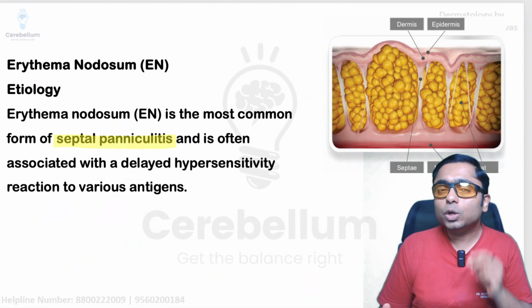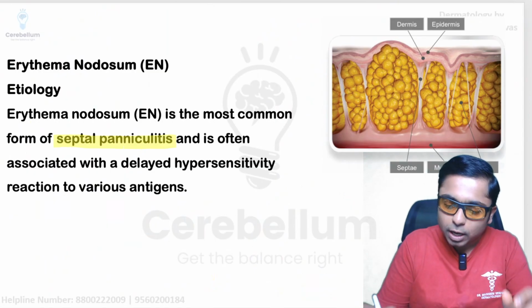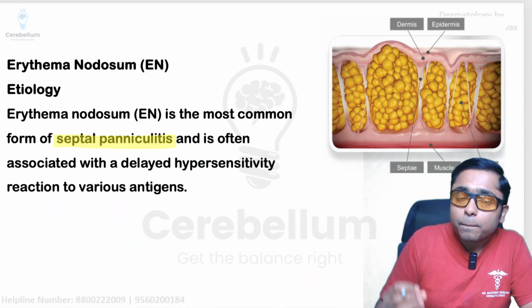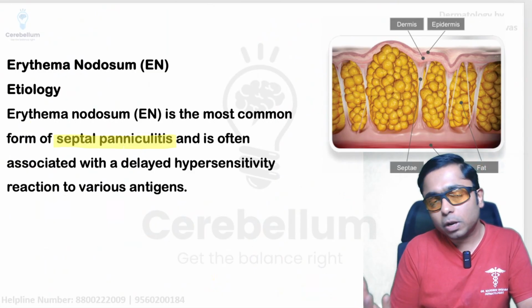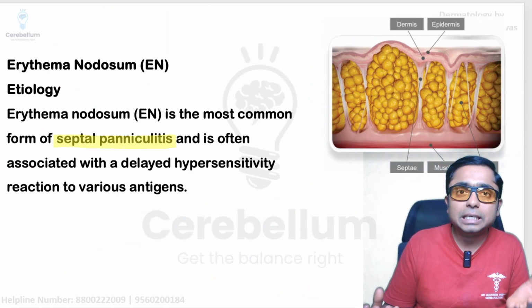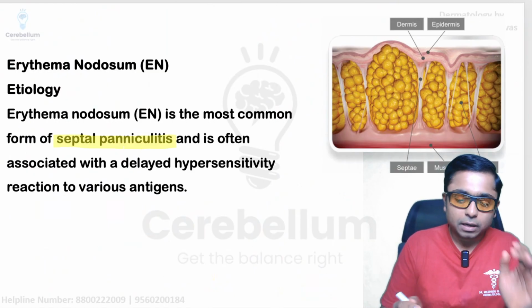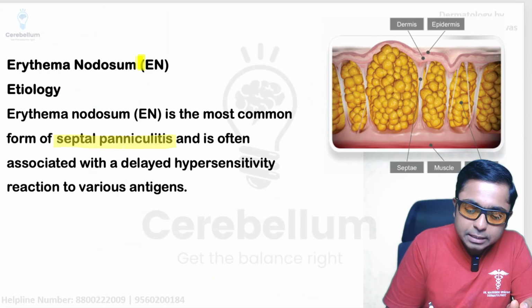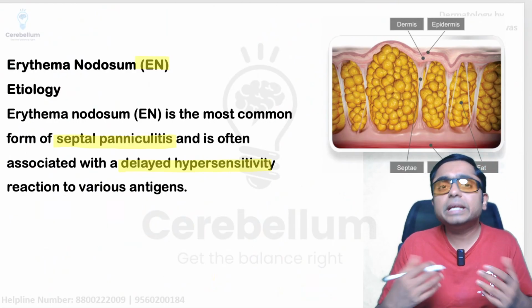And remember, there are two types of panniculitis. One is septal panniculitis and the other one is lobular panniculitis. If the fat lobules are getting inflamed, we call it lobular panniculitis. If the septa, which are separating these fat lobules, are getting inflamed, we call it septal panniculitis. And erythema nodosum is a septal panniculitis. Okay. And it is often associated with a delayed hypersensitivity reaction to various antigens.